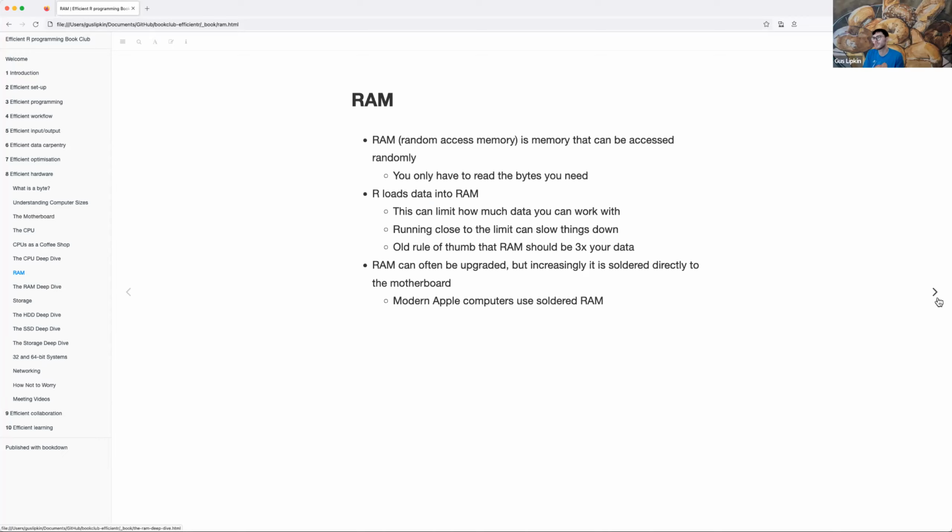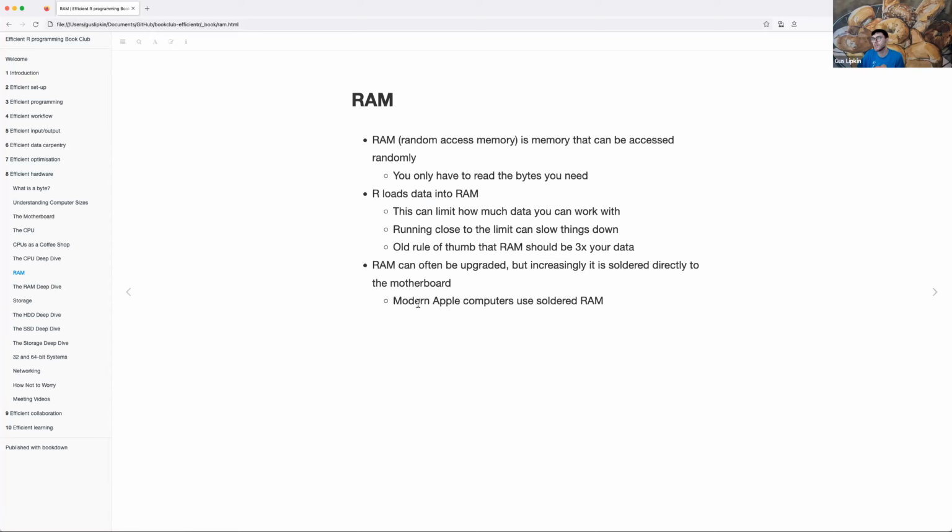I think that's one of those things that changes with the times, especially as we get better options for larger than memory processes, like Spark or Arrow, then you can start moving some things to your disk. But RAM can often be upgraded, and it's relatively inexpensive to do so. So if you can, you probably should. But increasingly, it's being soldered directly to the motherboard.